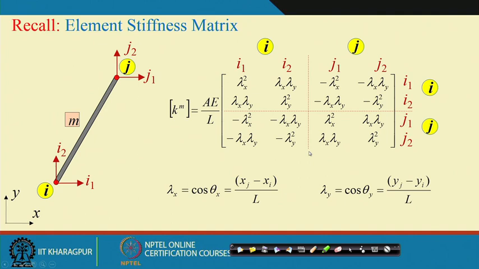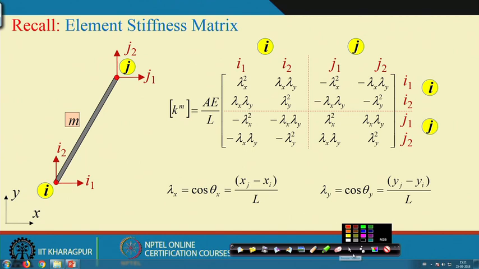Recall what we discussed in the last class. If we take any arbitrary element of a truss, these are the degrees of freedom, and then the element stiffness matrix relates the global load vector, with the global displacement degrees of freedom, to the deformation forces defined in global coordinates, with lambda x and lambda y at this.